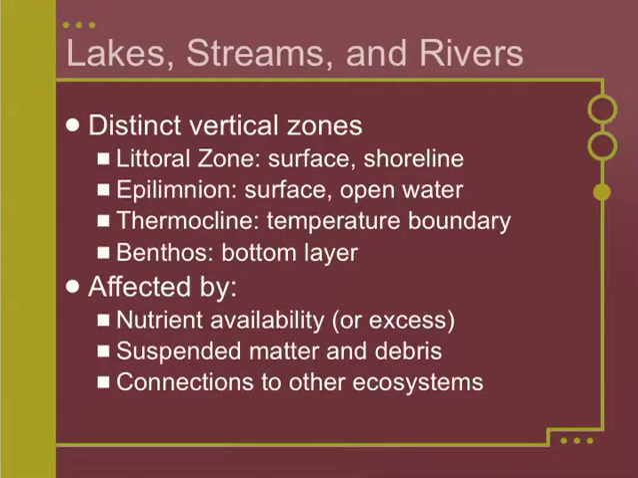Lakes, streams, and rivers. Just as in the ocean, there are distinct water column zones in lakes, streams, and rivers. The top zone near the shoreline is called the littoral zone. The epilimnion is the surface water in the open water. Thermocline is the temperature boundary. When you go swimming in a lake, you'll usually notice that at a certain depth it gets colder. This is the thermocline. The benthos is the bottom layer of the lake.